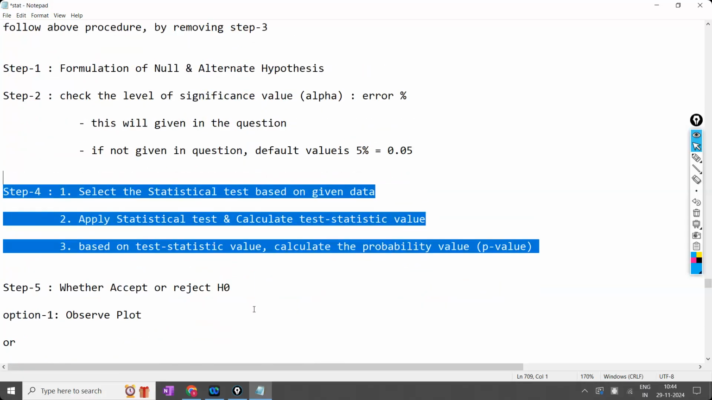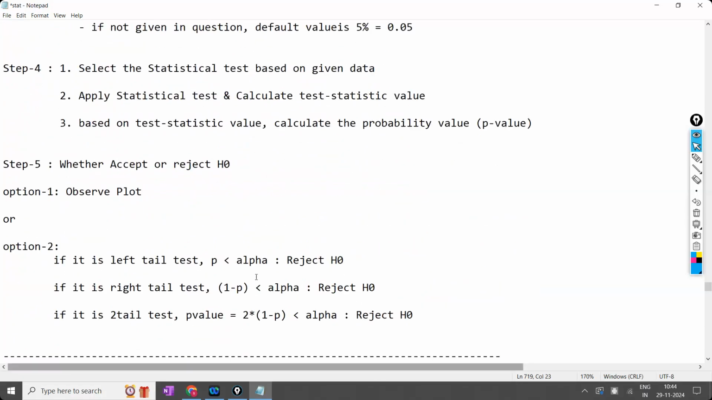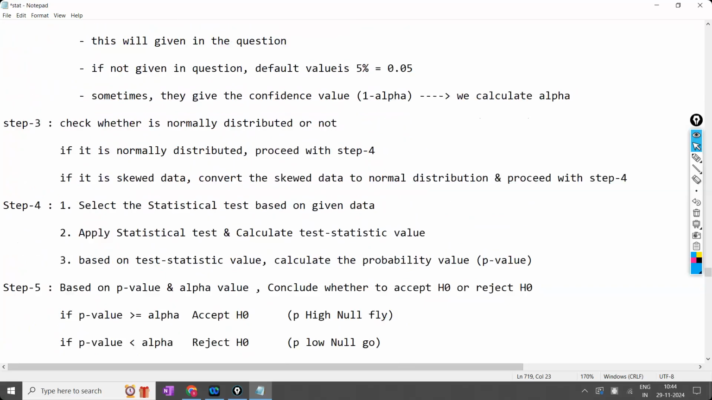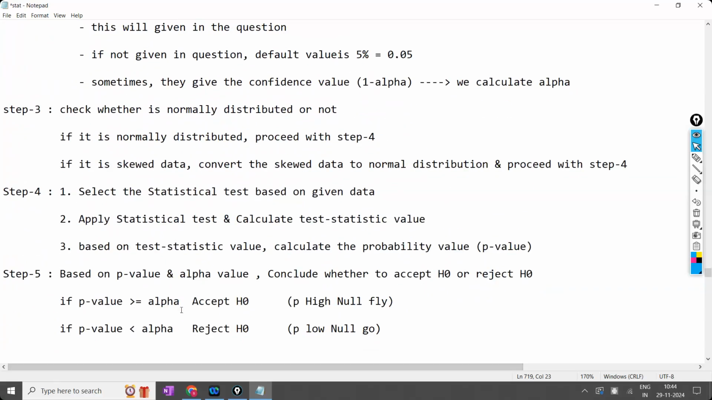Now based on these 3 steps, you are going to say that if the p-value is greater than alpha, accept the null hypothesis. If the p-value is less than alpha, reject the null hypothesis. Whatever p-value you have got is 0.95. What is the alpha value? It is 0.05. Is it greater than alpha or less than alpha? Greater than alpha. So since it is greater than alpha, you are going to accept the null hypothesis.